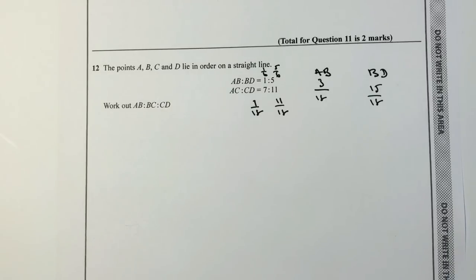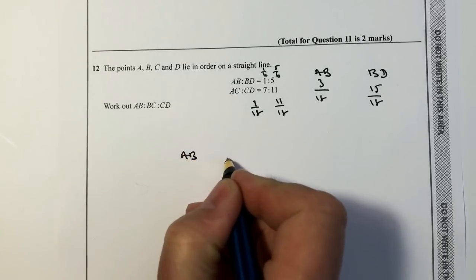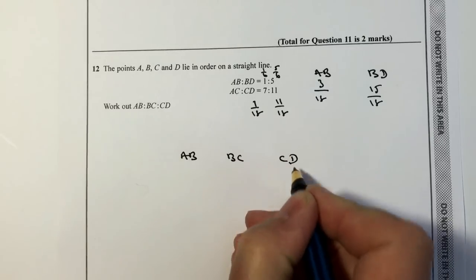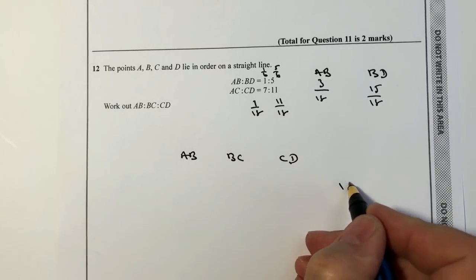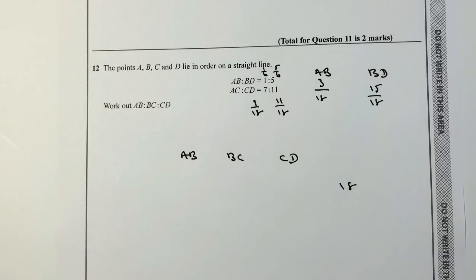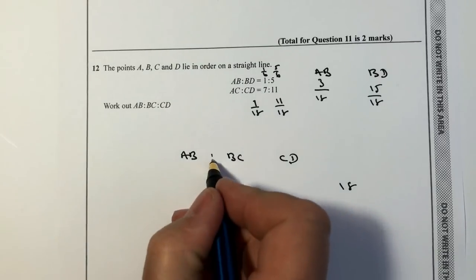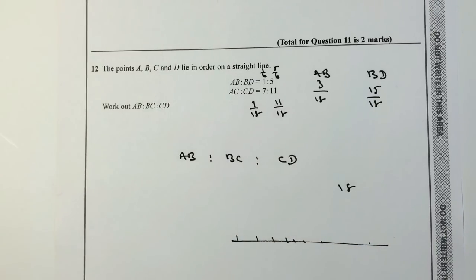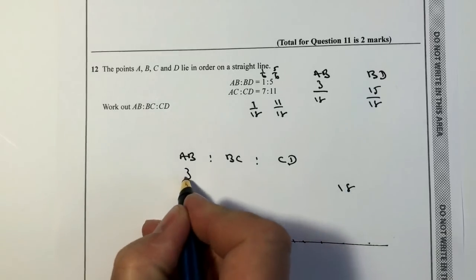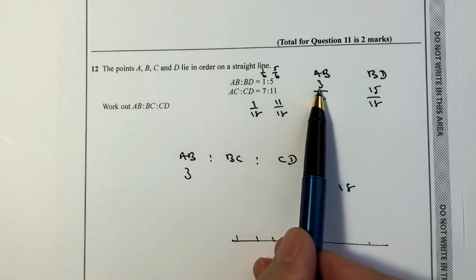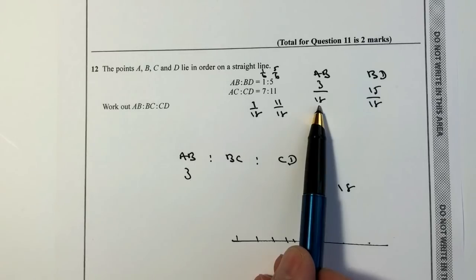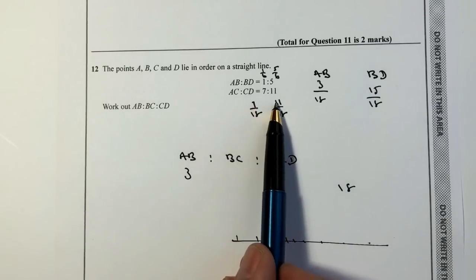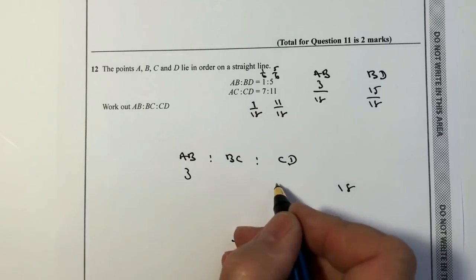So what we're saying then is we've got A to B, B to C and C to D. I keep saying piece of wood, but that's what I'm thinking of in my mind: a long piece of wood that I'm chopping up into 18 pieces, and 3 pieces of that are A to B. We've got this information here: 3 out of the 18 are A to B. Similarly, we know that C to D is 11 out of the 18 pieces.